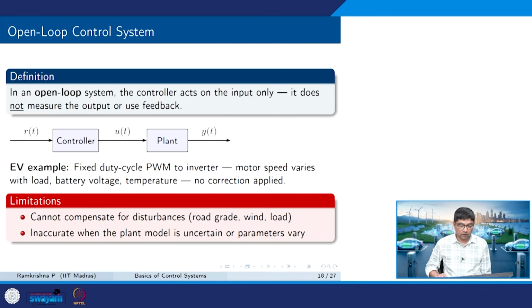Okay. So, in the context of EVs, I can look at a fixed duty cycle PWM to the inverter, and say maybe motor speed varies with load, battery voltage and temperature, and sometimes there is no correction applied. So, whenever there is no correction applied, I will call this an open loop system. The drawback here is that I cannot cancel out disturbances. I will just check a little bit of what this disturbance means, and then it's maybe not very useful when the plant model is uncertain or the parameters vary.